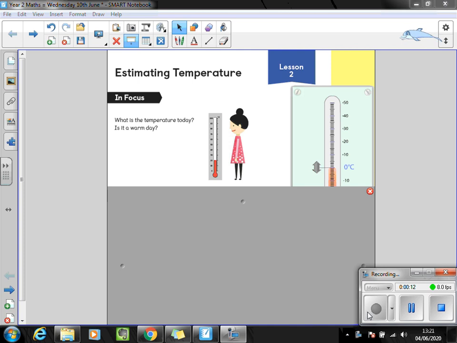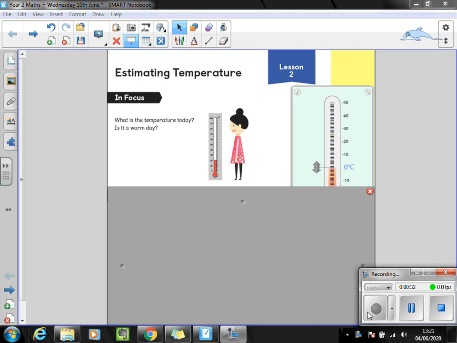Now, before we look at the in-focus task, I want you to talk to your adult about what that word, estimating, means. That's right, estimating is the same as guessing something. But when we guess and when we estimate, we don't want to be too far away from the answer. We want to be as close as we possibly can.